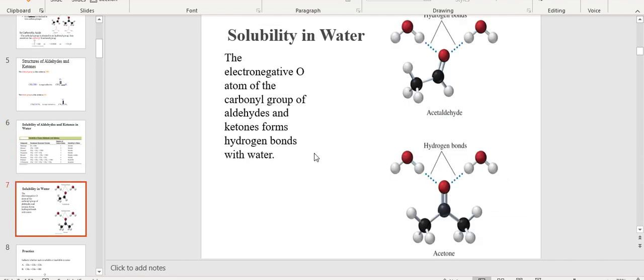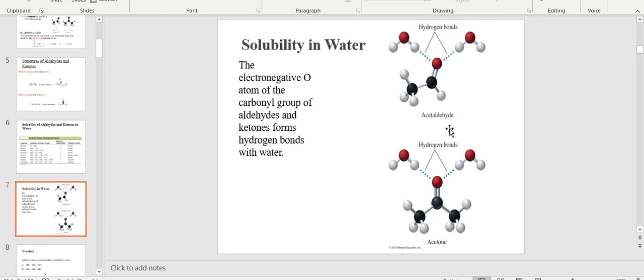What do we got here? The electronegative O atom of the carbonyl group in aldehyde and ketone forms the hydrogen bonds. And you'll see here, I'll blow this back up. And that's why these guys here are soluble in water up to about 5 carbons. Because if you can get hydrogen bonding, this thing's going into water.